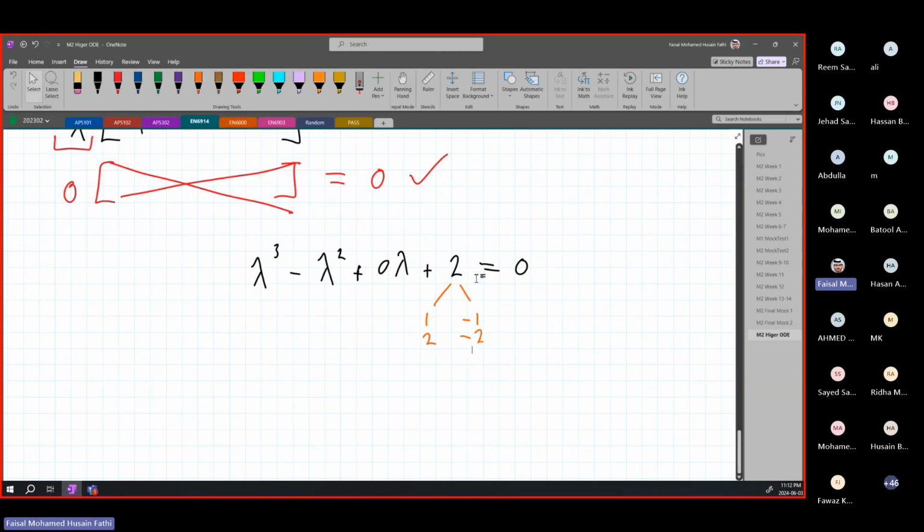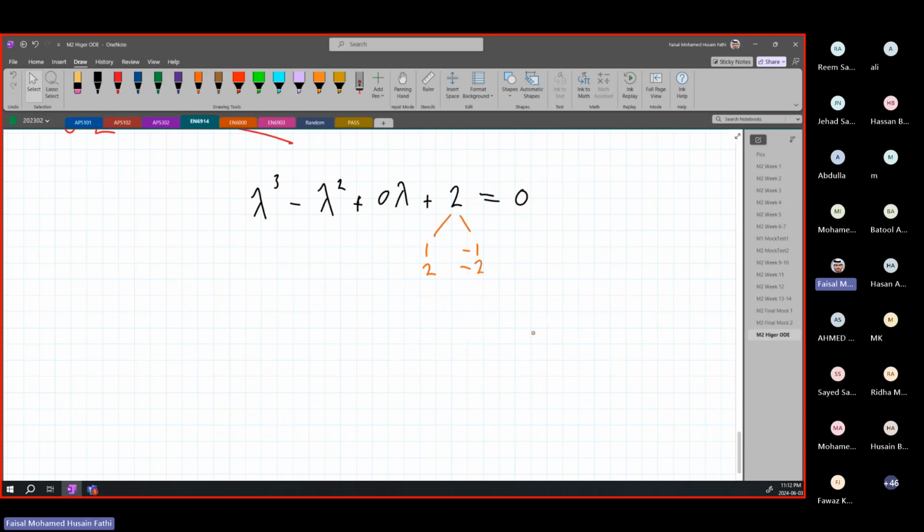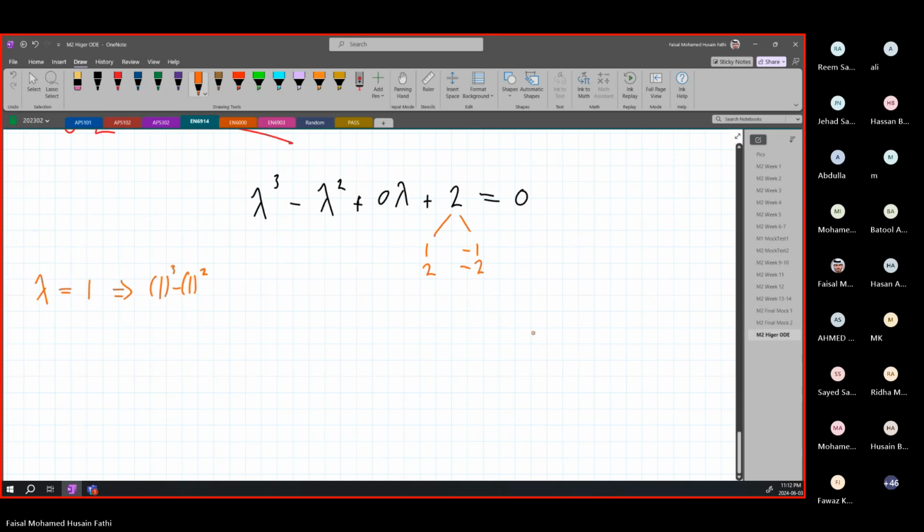All right. Trial and error. Let's try 1. So for lambda equal 1, plug it into this equation. It's going to be 1 cubed minus 1 squared plus 0 plus 2. We can see from here that this is not equal to 0, because 1 minus 1 is equal to 0, so we're going to get 2 equals 0, which is not the case. So lambda 1 is not a root. Let's try with lambda equal minus 1.